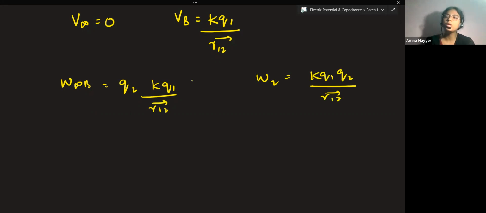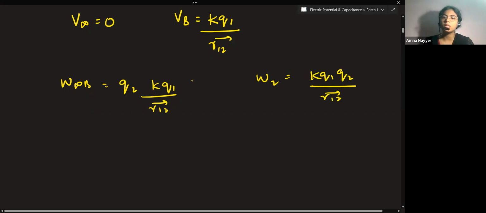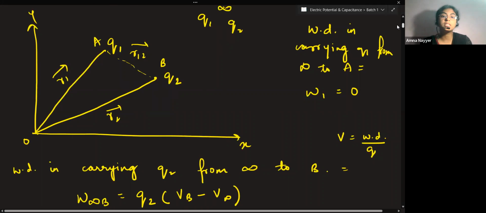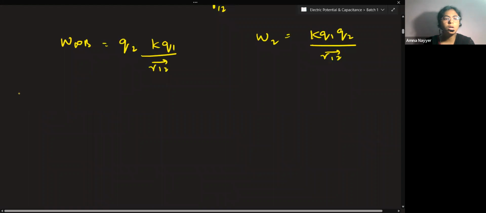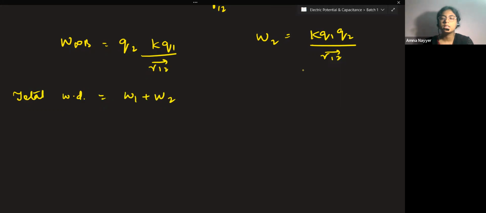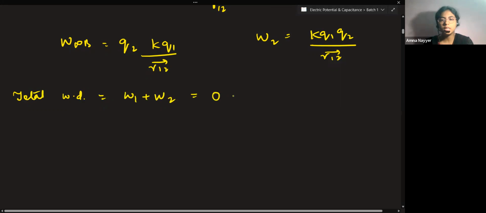So if I talk about the total work done, it will be the sum of the first work done, W1, which was 0 when no charge was there except for Q1, and W2, which we have calculated. So the total work done will be W1 plus W2. W1 was 0 plus K Q1 Q2 divided by R12.